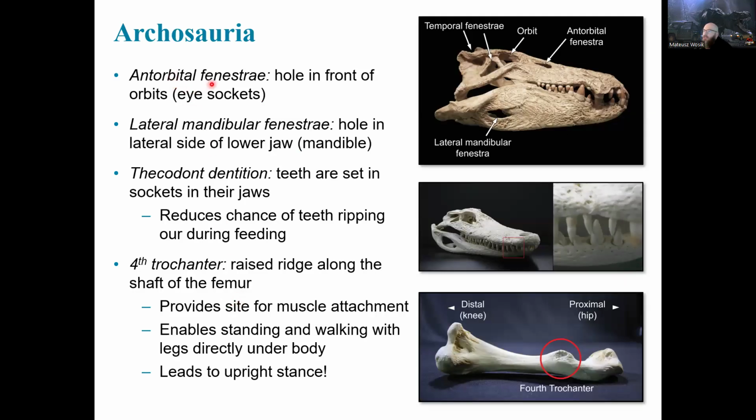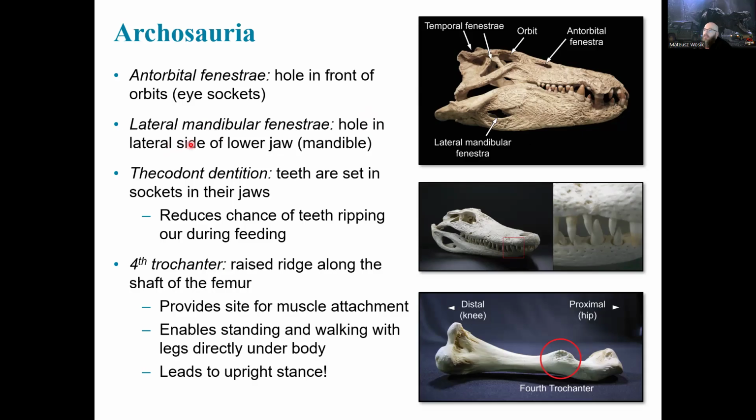We have another fenestra that's added in, and this is called an antorbital fenestra. Ant meaning anterior to the orbit. So the orbit would be here. This is where the eye would be. And this is anterior to the orbit, so antorbital. So this is another hole that's there in the skull.